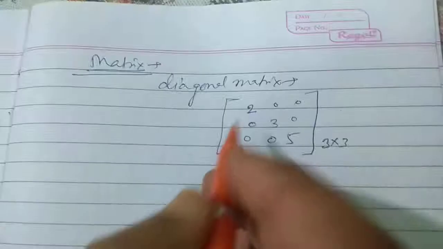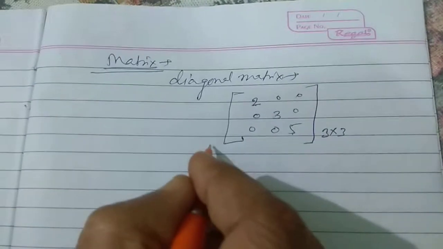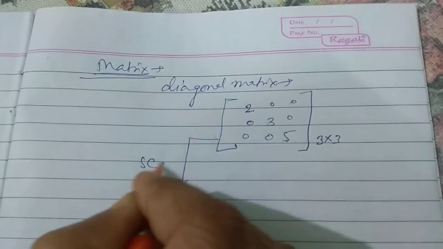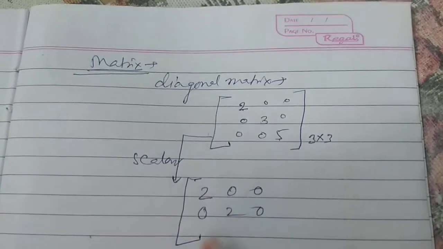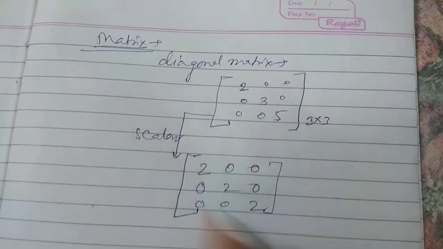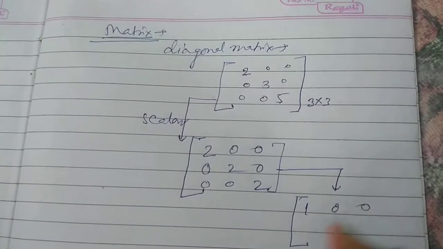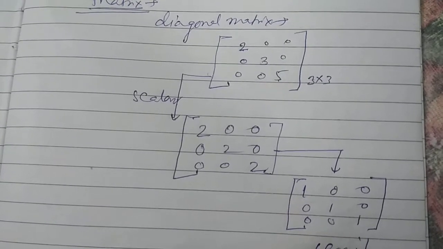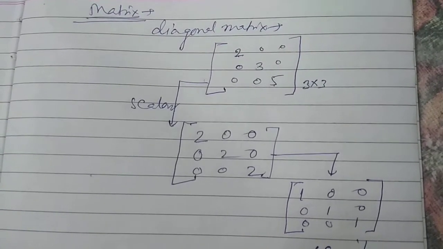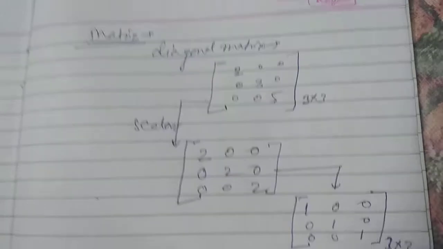Now in this diagonal matrix, if the diagonal numbers are the same, then it becomes a scalar matrix. Suppose I make every one 2, with 0, 2, 0, 0, 0, 2, then this will become a scalar matrix. And in this scalar matrix, if I take all the diagonal entries as 1 only, 1, 0, 0, 0, 1, 0, 0, 0, 1, then it becomes the unit matrix, or identity matrix I. It is I3 actually, 3 by 3. So this was in continuation of that.